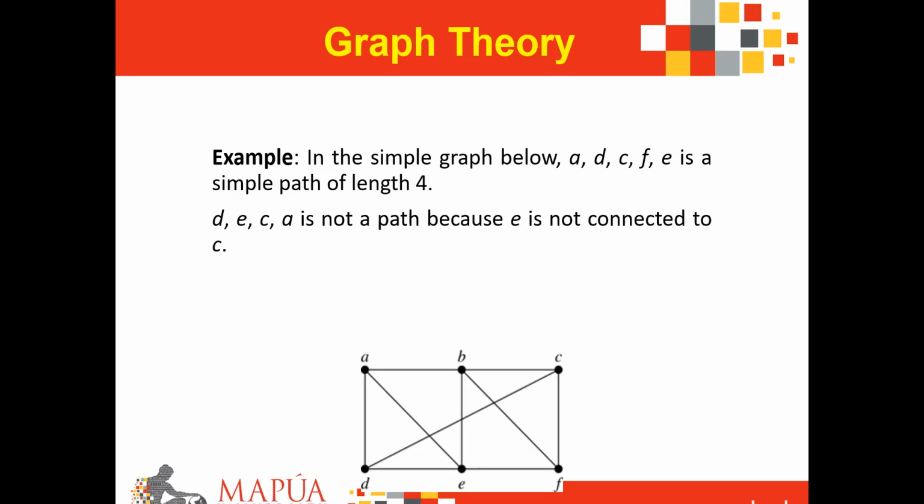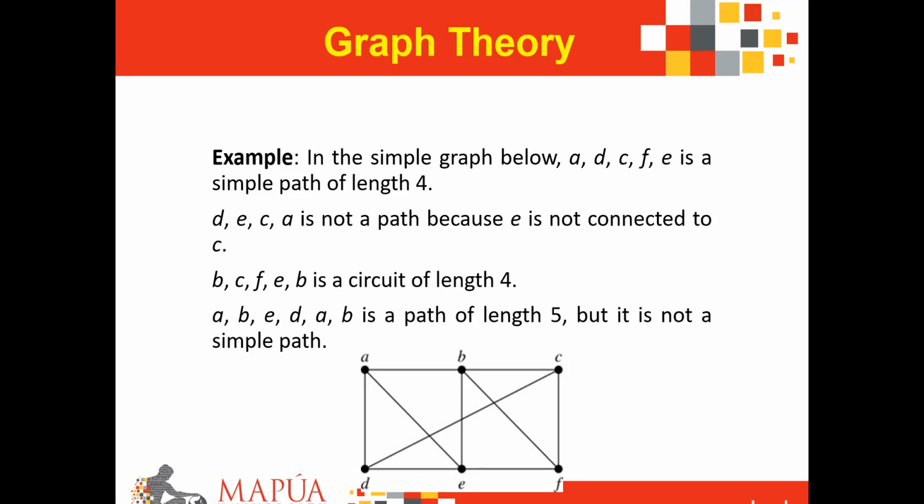D, E, C, A is not a path because E is not connected to your vertex C, while B, C, F, E, B is a circuit of length 4 because the vertex you started is also the vertex where you have ended, while A, B, E, D, A, B is a path of length 5, but it is not a simple path.